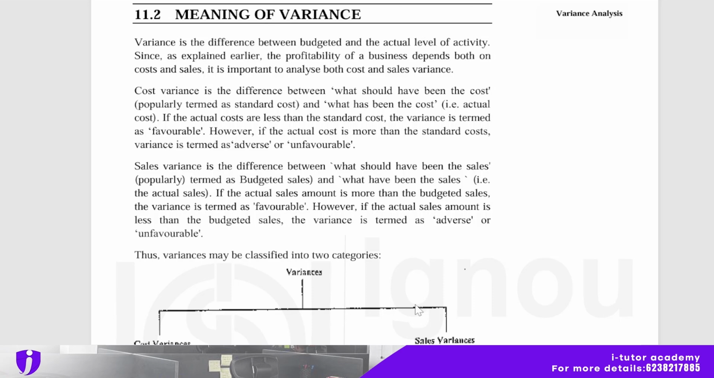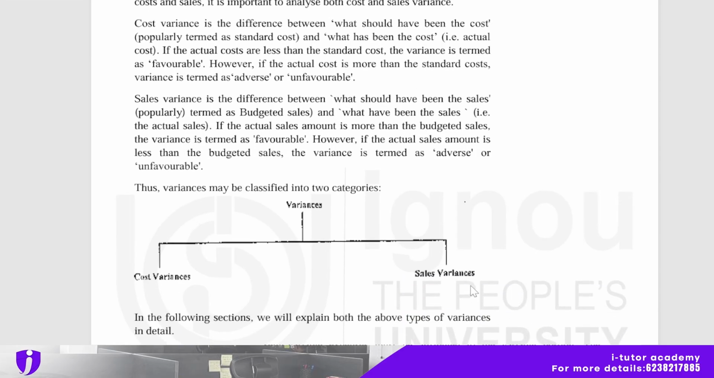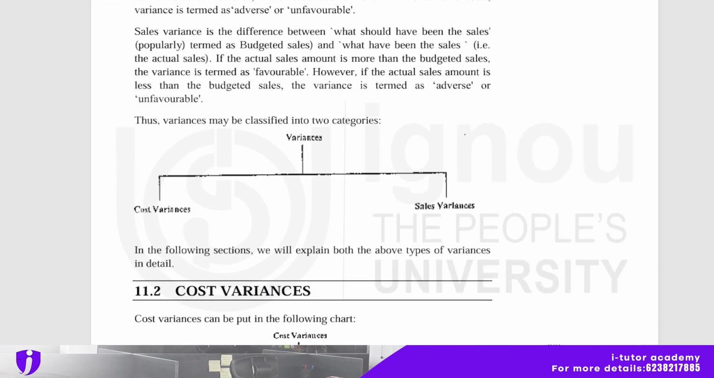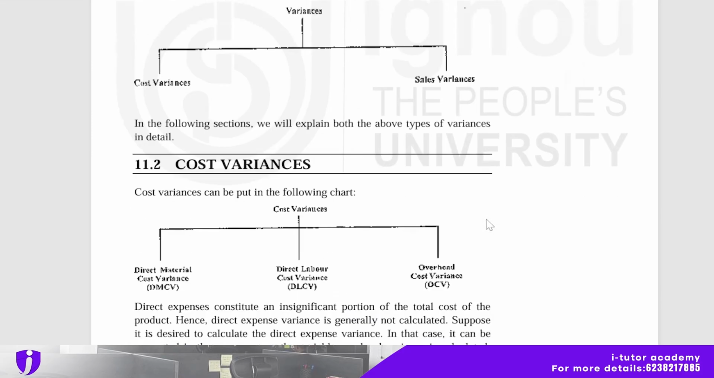unfavorable. Sales variance is the difference between what should have been the sales, that is popularly termed as budgeted sales, and what have been the sales, that is the actual sales. If the actual sales amount is more than the budgeted sales, the variance is termed as favorable. However, if the actual sales amount is less than the budgeted sales, the variance is termed as adverse or unfavorable. Thus, variances may be classified into cost variance and sales variance.